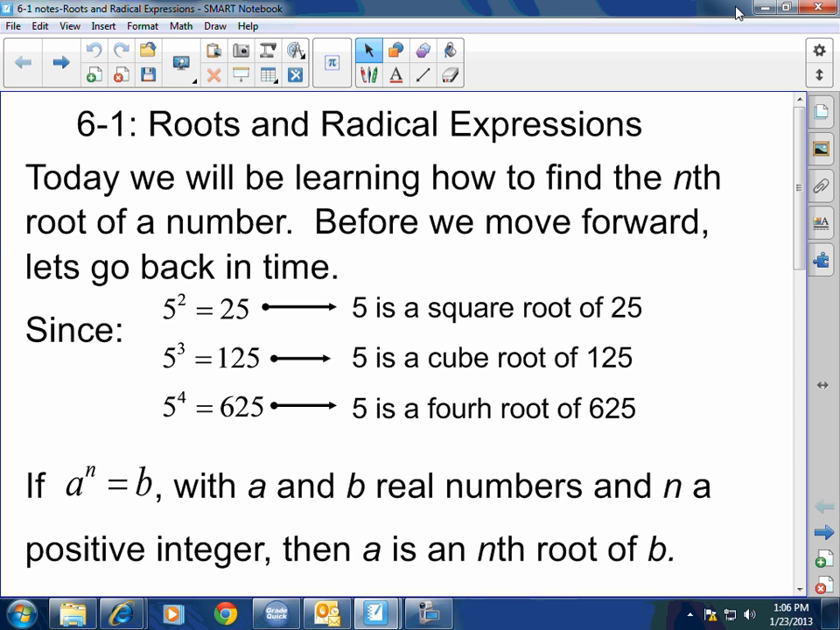Before we move forward, though, let's go back in time a little bit. Let's try to go back and remember that 5 squared equals 25, right? So we could say that 5 is the square root of 25, because if I take the square root of 25, it equals 5, right? All right. 5 cubed equals 125. So 5 is the cube root of 125. 5 to the 4th power is 625. 5 is the 4th root of 625.